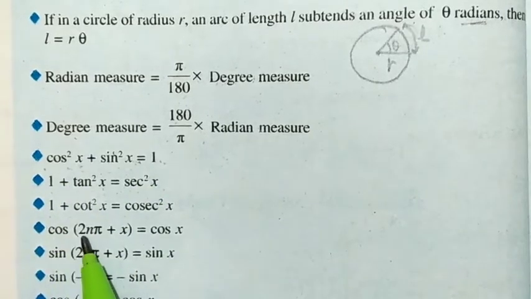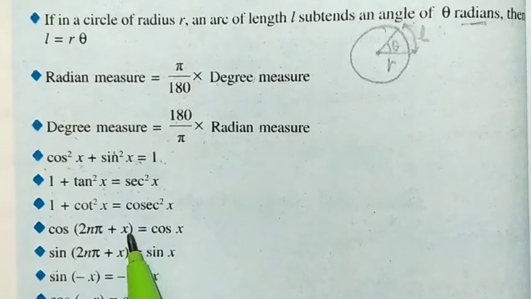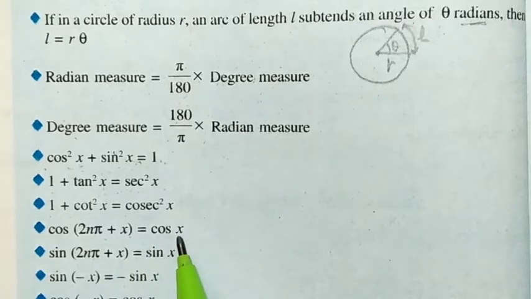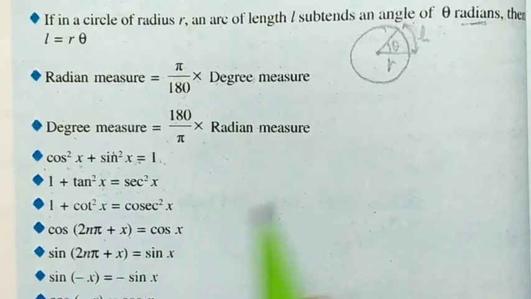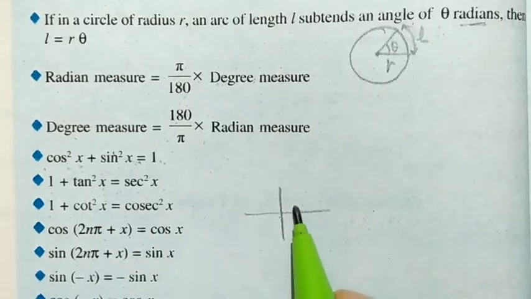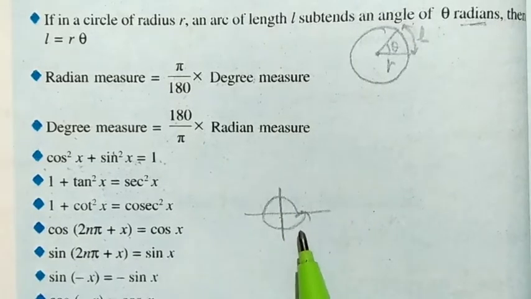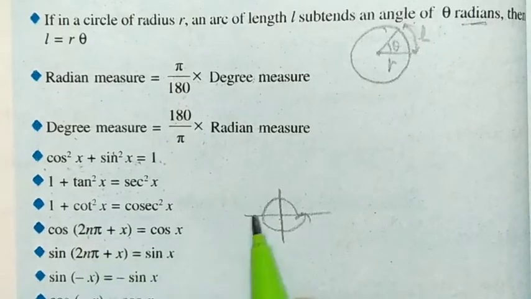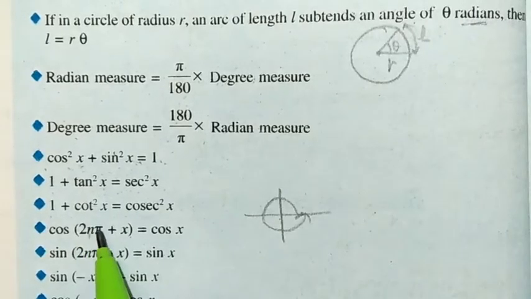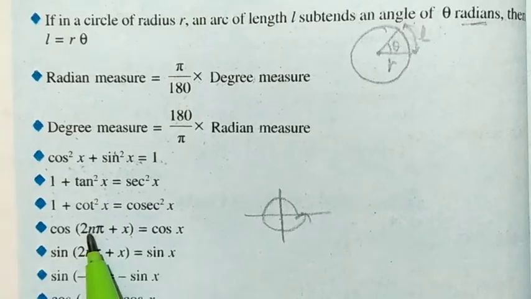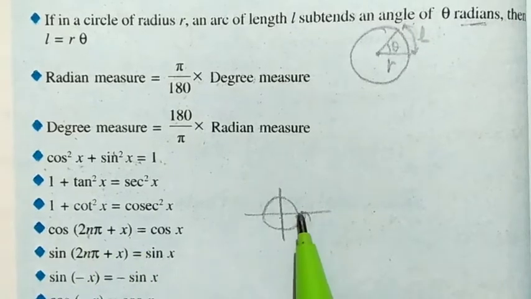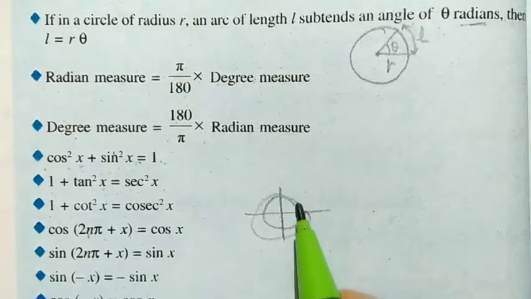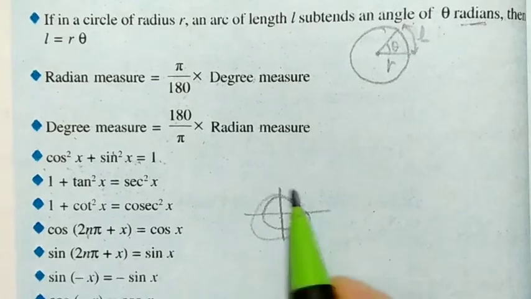Now cos of 2n pi plus x is equal to cos of x. 2n pi means a complete round. This is a complete 2 pi, so 2n pi, n is an integer. If n is 1, it is 2 pi plus x. If n is 2, it is 4 pi plus x. So 2 pi, 4 pi, 6 pi mean complete rounds.